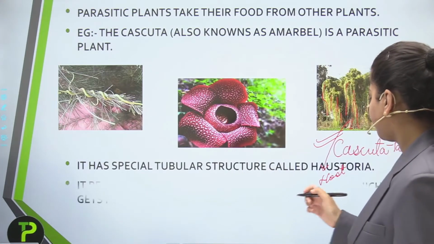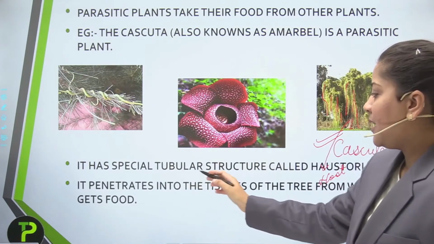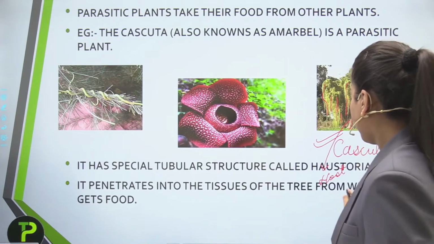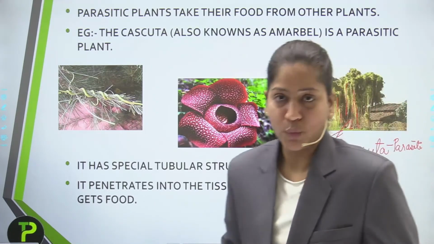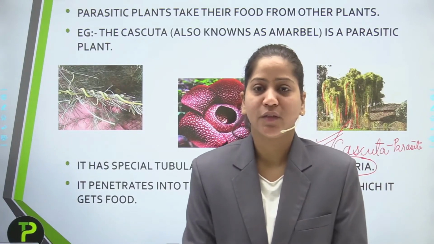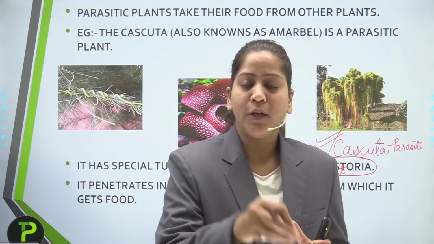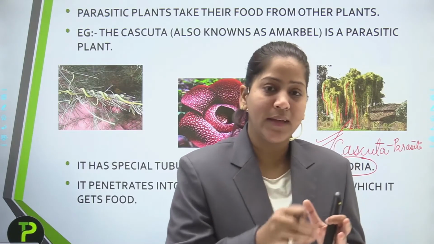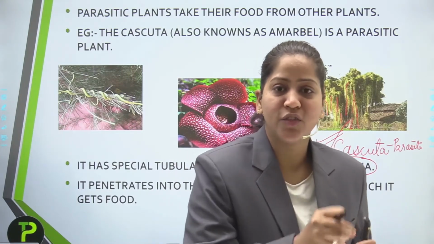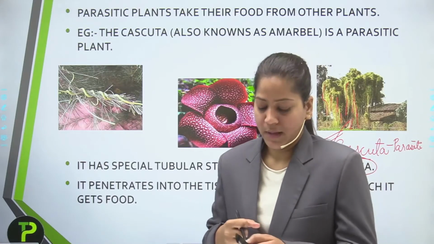Now it penetrates into the tissues of the tree from which it will get food. By these specialized structures called haustoria, they get stuck into their tissues. They get stuck in the plants' tissues to get nutrients from them.